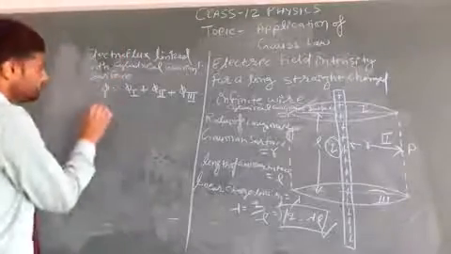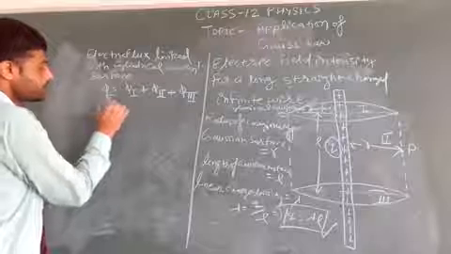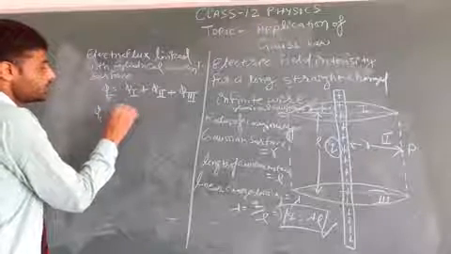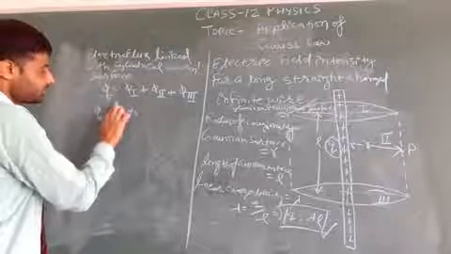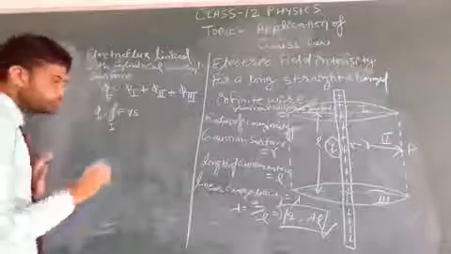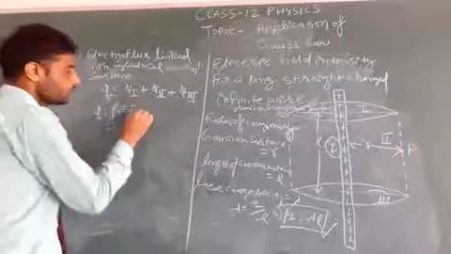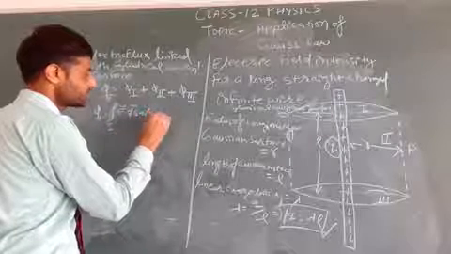Now phi equals the integral of E dot dS. This is not a closed surface. This is the flux related to the first surface. Now the flux related to the second surface.